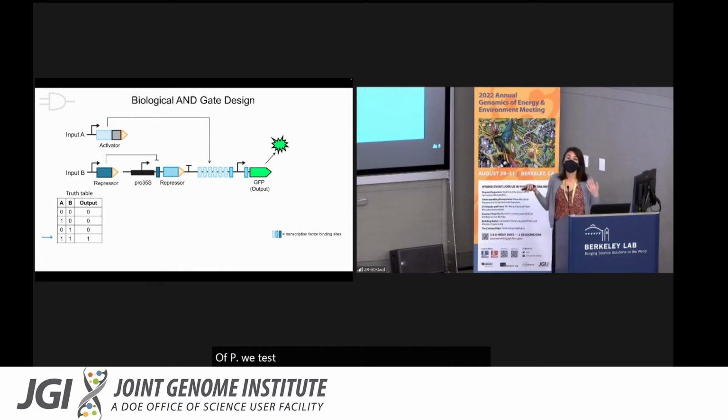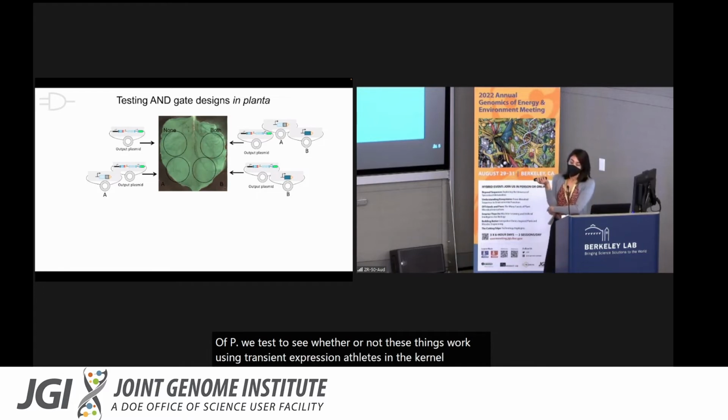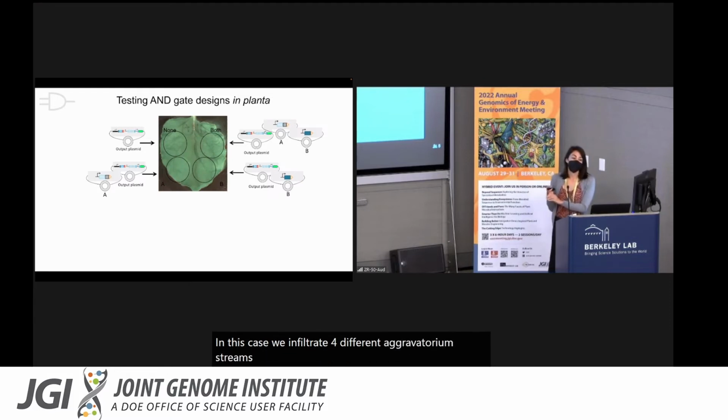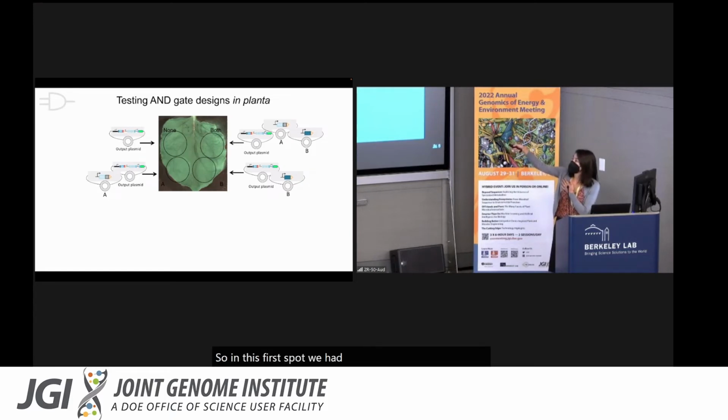We test to see whether or not these things work using transient expression assays in Nicotiana. In this case, we infiltrate 4 different agrobacterium strains into leaves containing combinations of plasmids encoding pieces of our logic gates. So in this first spot, we deliver an agrobacterium strain that only has the output plasmid in it.